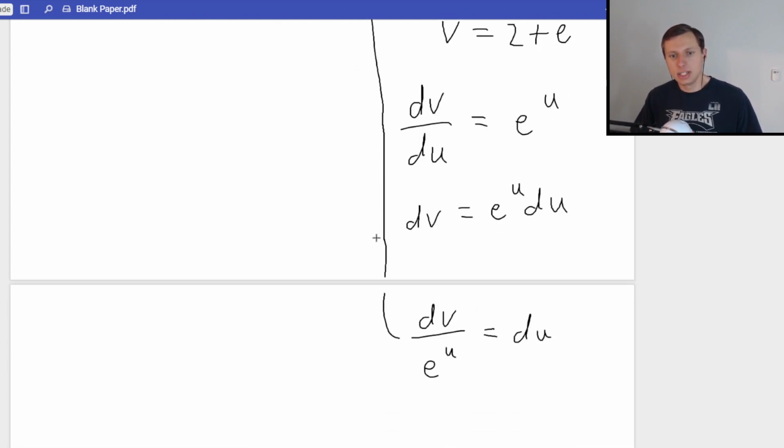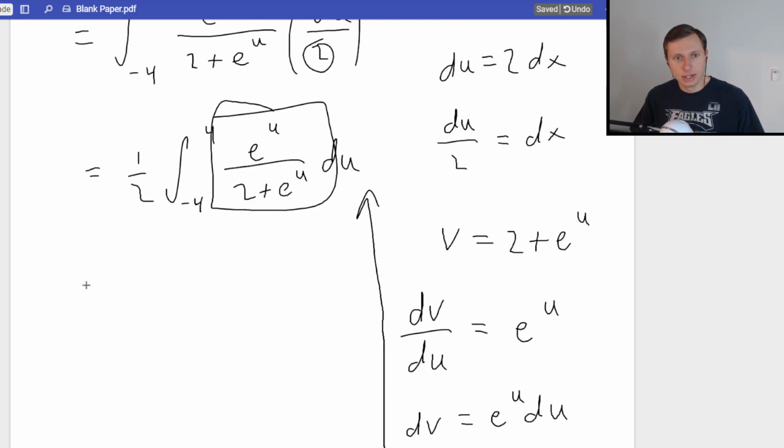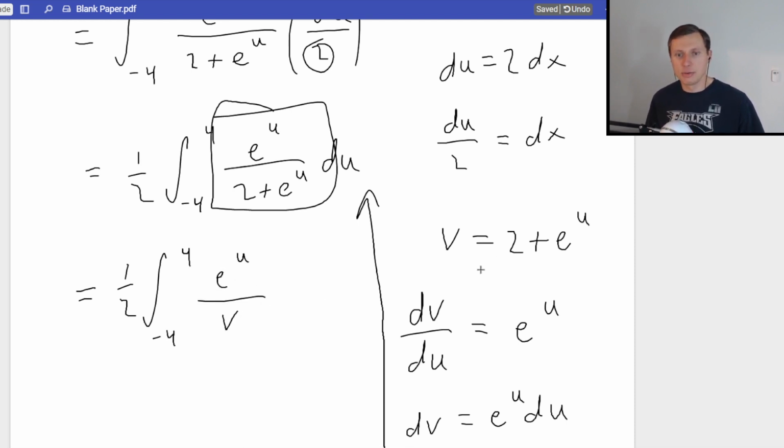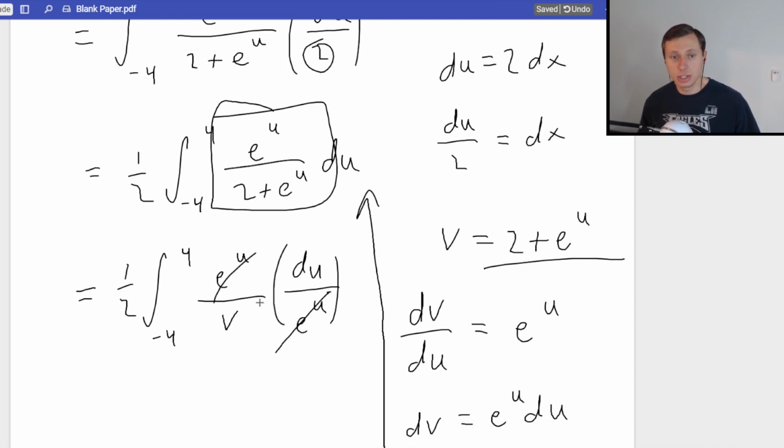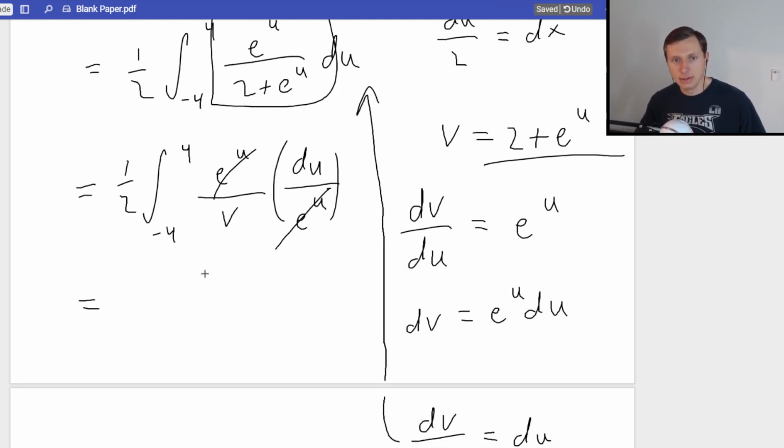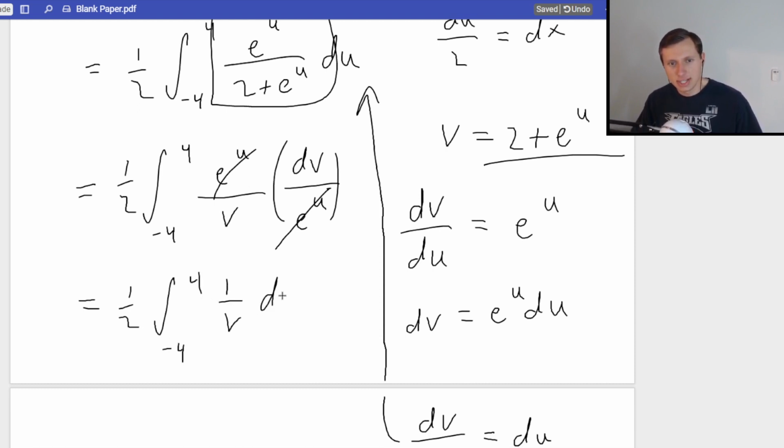I'm plugging in dv divided by e to the u for du. Let's see where we're at. 1/2 integral -4 to +4 of, in the numerator I have e to the u still. Denominator got replaced with v because I said v was equal to 2 plus e to the u. And then du just got replaced with dv divided by e to the u. This is actually really good. The e to the u's cancel, and all we have left right now, I'm sorry, that's not du, that's dv. Yeah, this is very confusing, I know. So this is equal to 1/2 integral -4 to +4 of 1 over v dv.